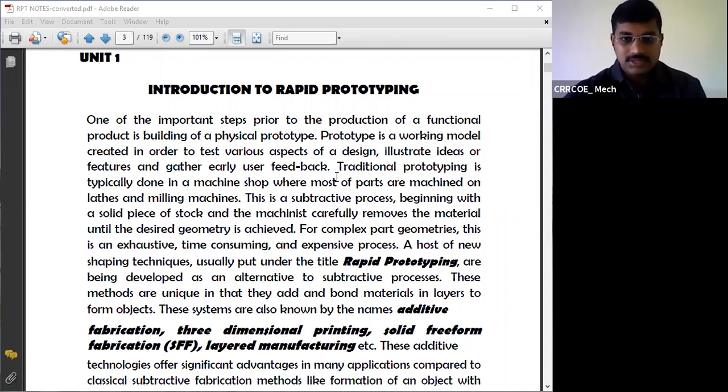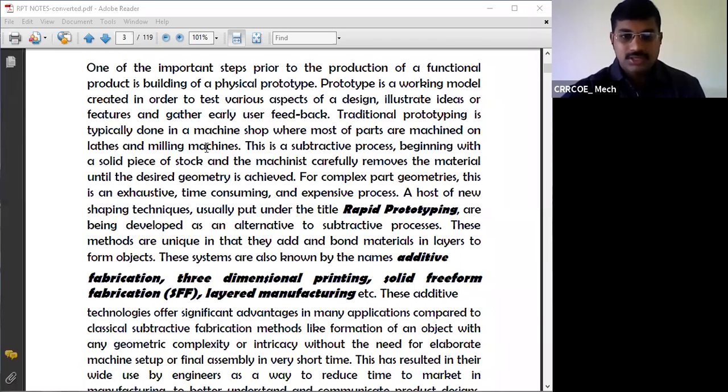Third step is slicing. So next, after slicing, the product will be generated, produced. Then it is going to be post-processed. That means cleaning of the component as well as removing of the supports. So all these things are included in this introduction part.